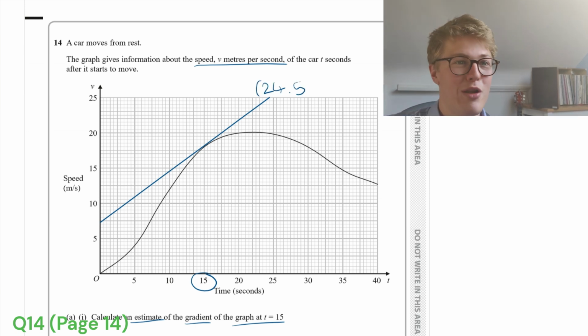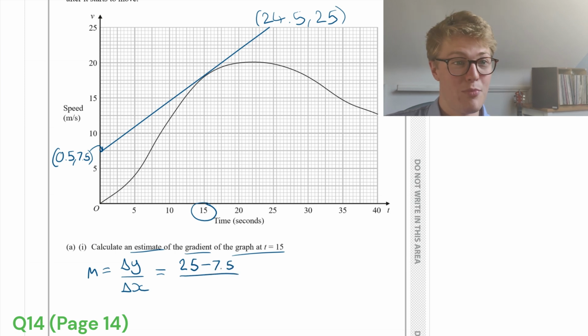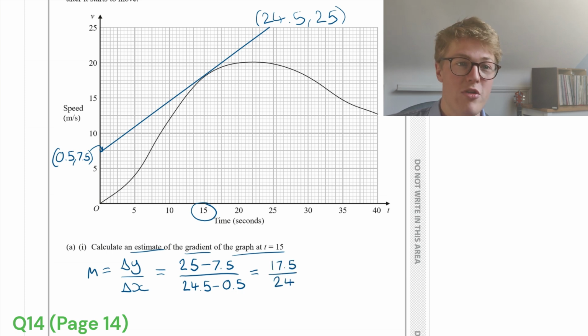So in my case, I had 24.5, 25 as my most extreme point on the right hand side and 0.5, 7.5 as my most extreme value on the left hand side. Then to find the gradient, we do change in y over change in x, so 25 minus 7.5 over 24.5 minus 0.5. This simplifies to 17.5 over 24, which is then 0.729 as my answer.